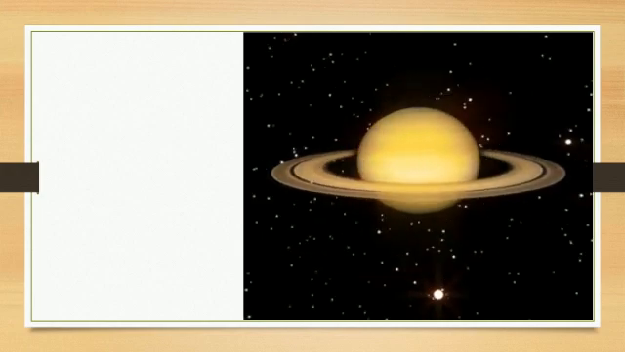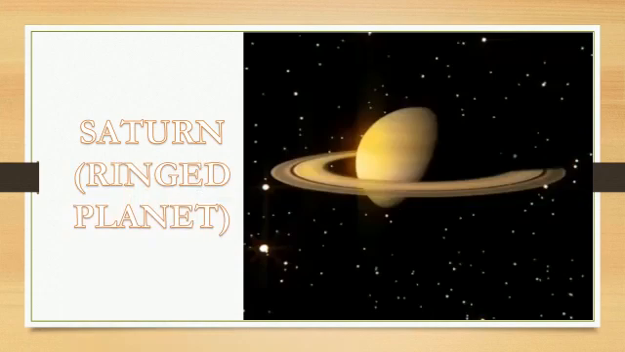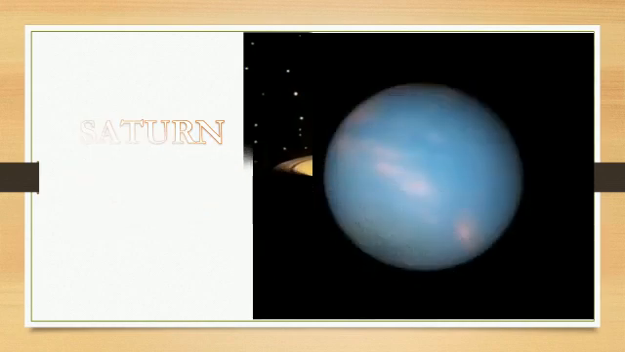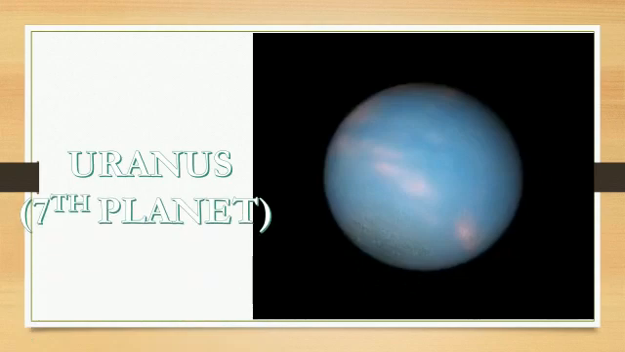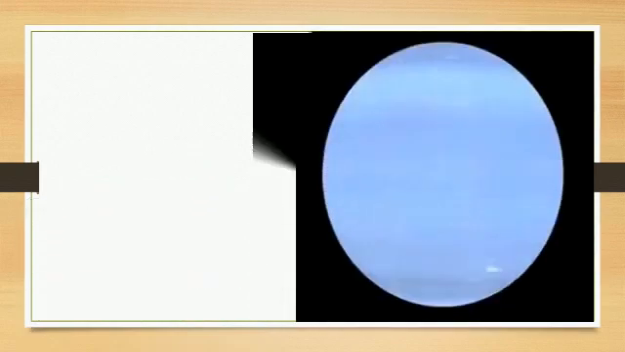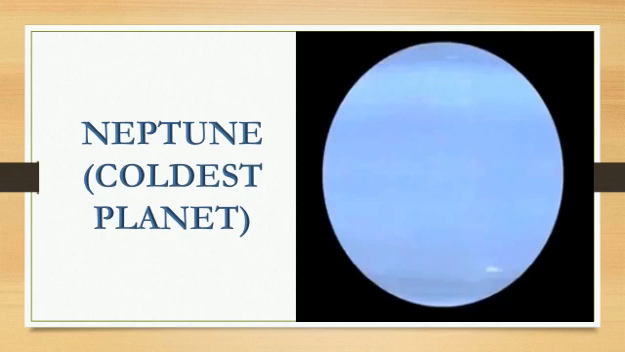Our sixth planet is Saturn. It is also known as a ringed planet as the dust particles create rings around the planet. Our seventh planet is Uranus. Our eighth planet is Neptune. It is the farthest planet of the solar system from the sun, and it is also the coldest planet of the solar system.